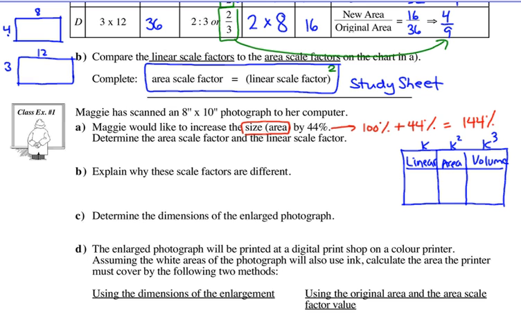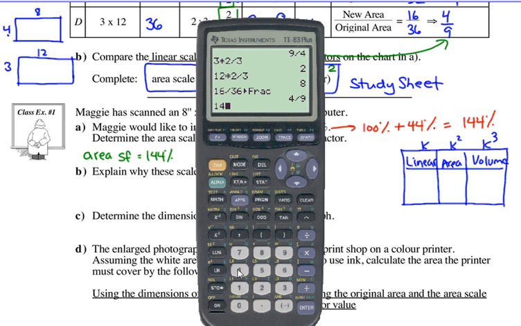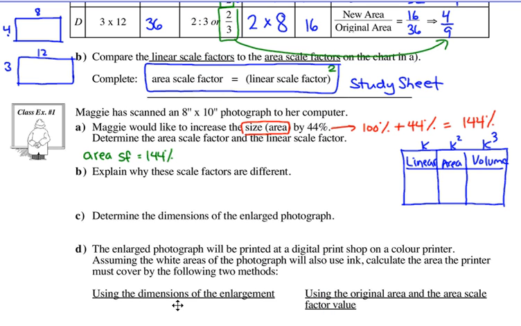Now let's get it out of a percent though. So if our area scale factor equals 144%, let's change it to a decimal. Remember, if we want to change a percent to a decimal, we just take the percent and divide it by 100, and then you have your number, 1.44. So that's my area scale factor, 1.44. So I'm going to fit it in to our chart. So we know that our area is 1.44.